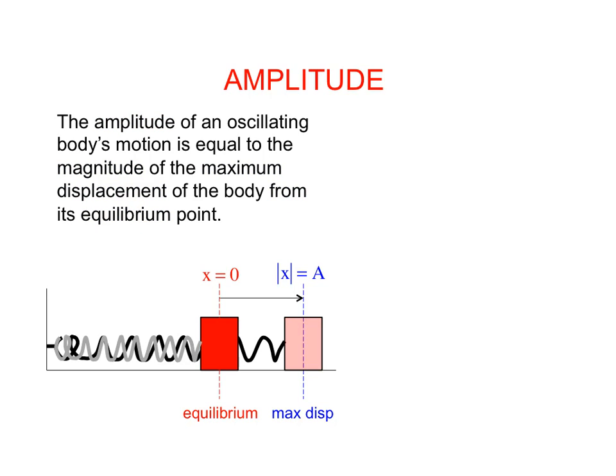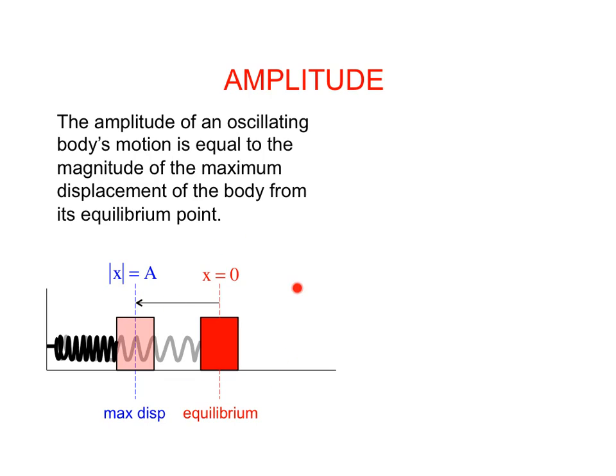Okay, so the amplitude of an oscillating body is the magnitude of its maximum displacement from equilibrium. So some examples: body attached to a spring, sitting at equilibrium. The system is pulled out to some maximum displacement. It's allowed to oscillate back and forth. The maximum displacement is the amplitude. Same system. In this case, the spring is initially compressed, the body is released, the system oscillates back and forth. The magnitude, the maximum displacement, once again, is the amplitude.